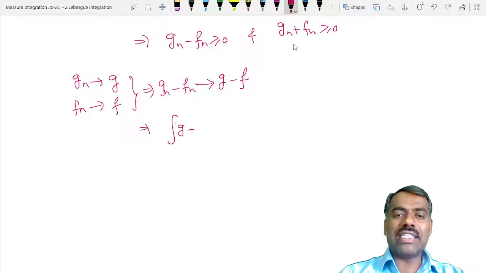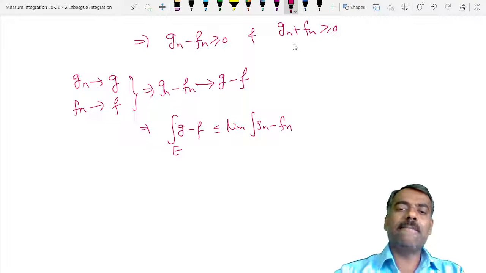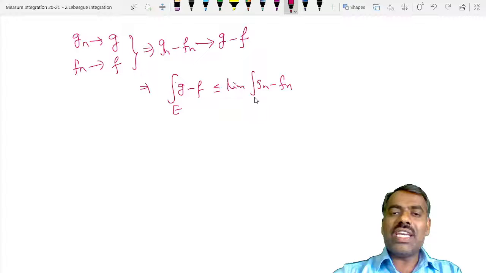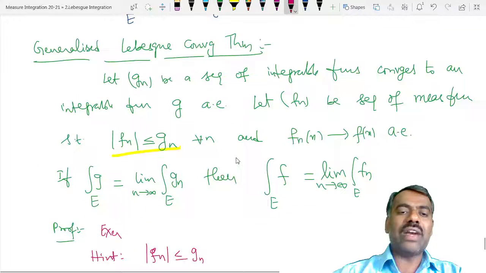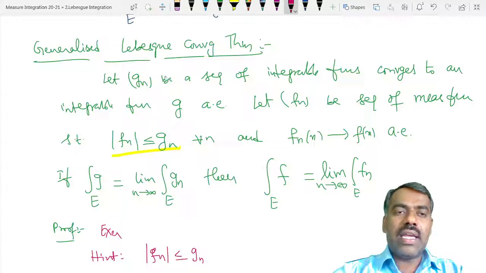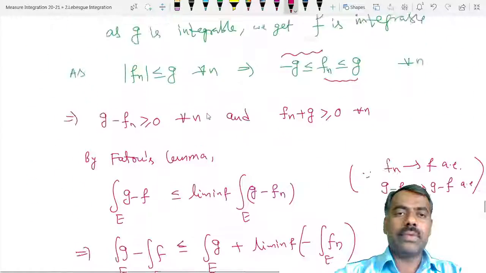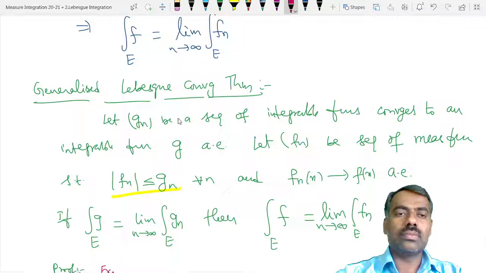This implies by Fatou's lemma that the integration of g minus f over E is less than or equal to the lower limit of the integration of gn minus fn. Is this clear? But the integration of g over E is the same as the limit of the integration of gn, so those two will get cancelled. That's why we require this condition. So I ask everyone to complete this proof similar to this one. It is very simple.